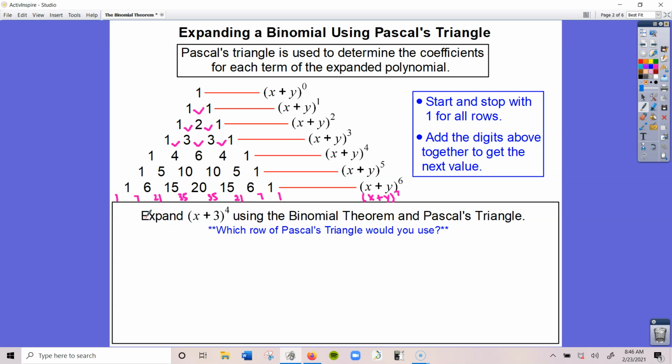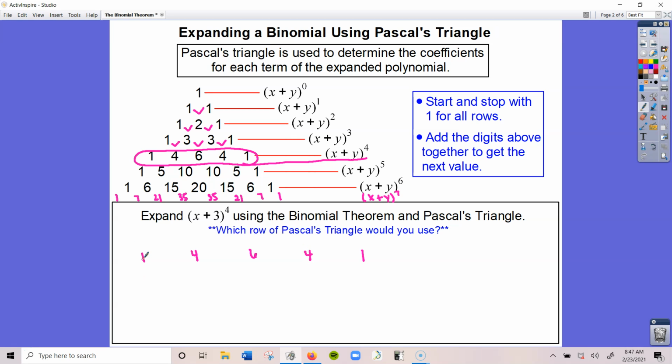So let's say we want to expand x plus 3 to the 4th using the binomial theorem and Pascal's triangle. If the highest exponent is 4, then we would actually be using the 5th row, since Pascal's triangle starts with 0. So these would be the coefficients of my expansion. What I do first is create a template. I write down my coefficients, so 1, 4, 6, 4, and 1. And I'm leaving space in between for my a's and b's.